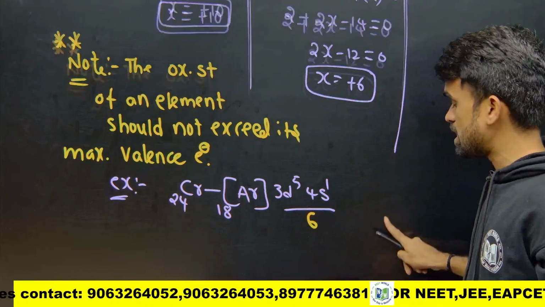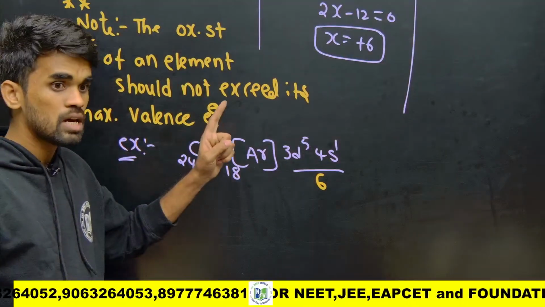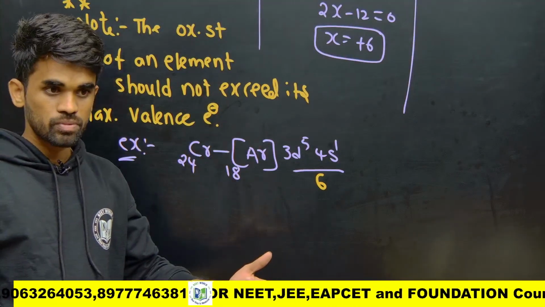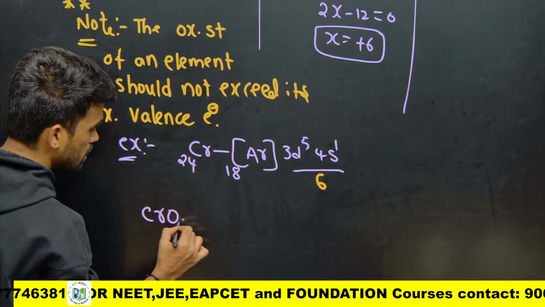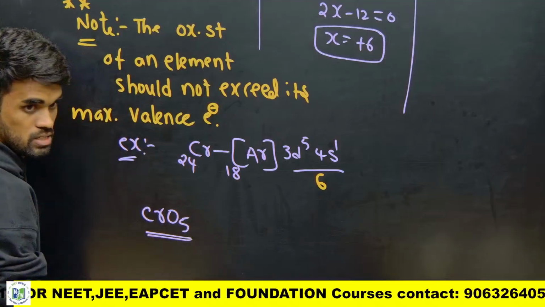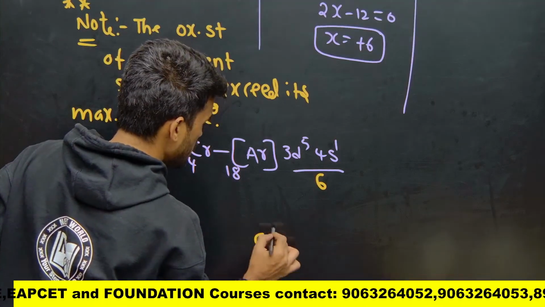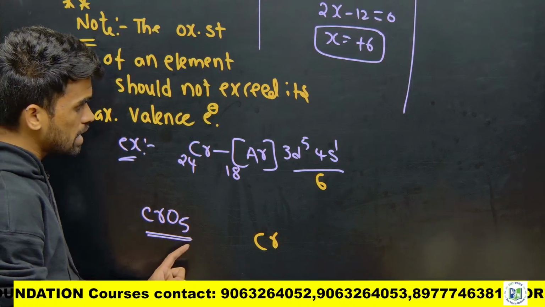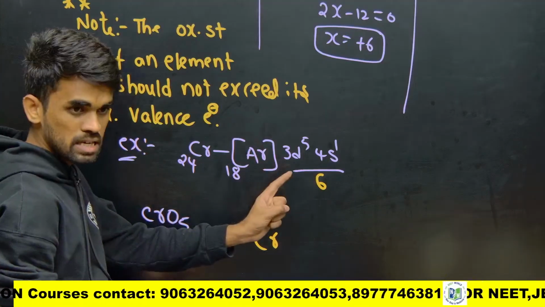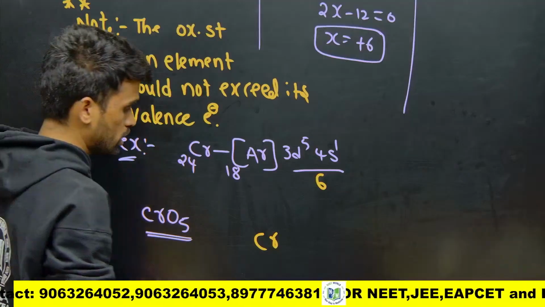So these are the special cases where you need to find the oxidation state based on the structure. So for CrO5, the structure is a butterfly structure. How do we get it? For our understanding, make a structure in order to get the oxidation state either +6 or lower than that. So I am making a structure, look here.